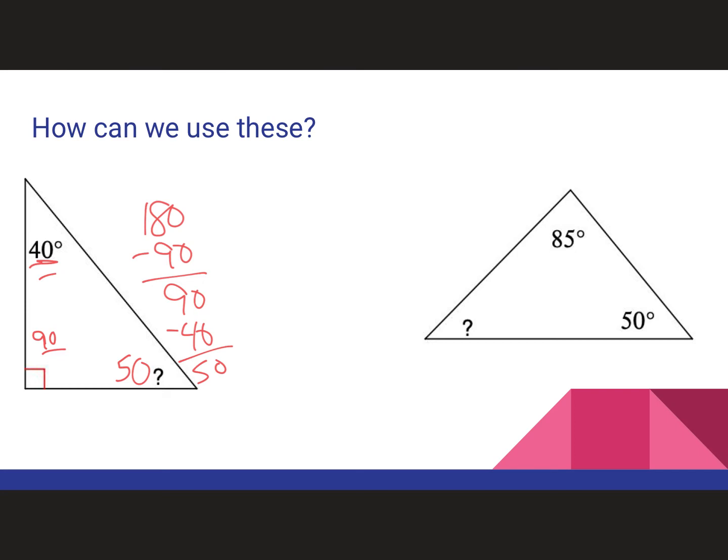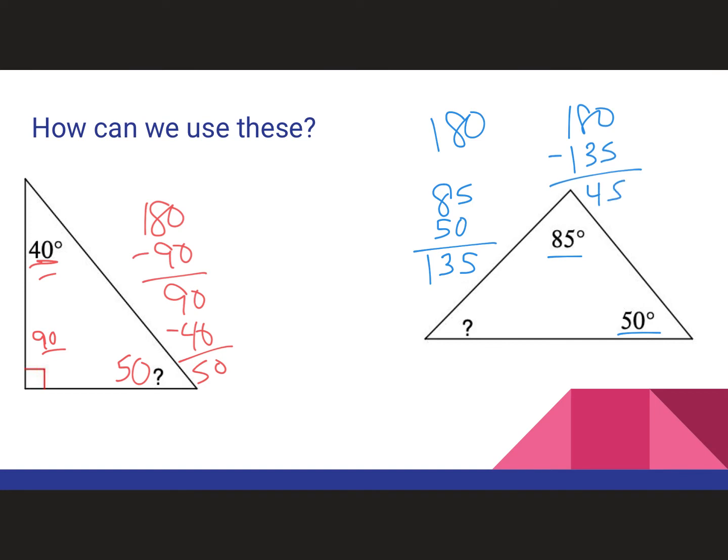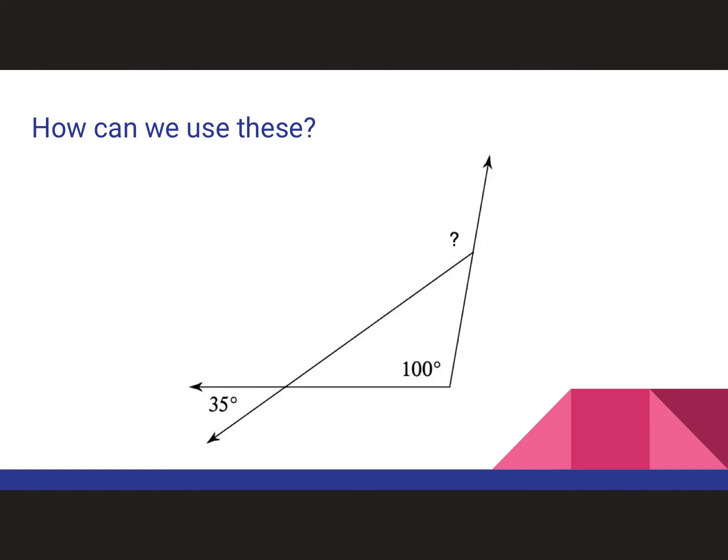Well, this is pretty simple, right? Over here on the right, I have my angle. I need it to equal 180. I have 85 and 50. So 85 plus 50 gives me 135. So 180 minus 135 simply gives me 45. So then this must be a 45-degree angle. Pretty simple. I just need to make sure the angles add up to 180.